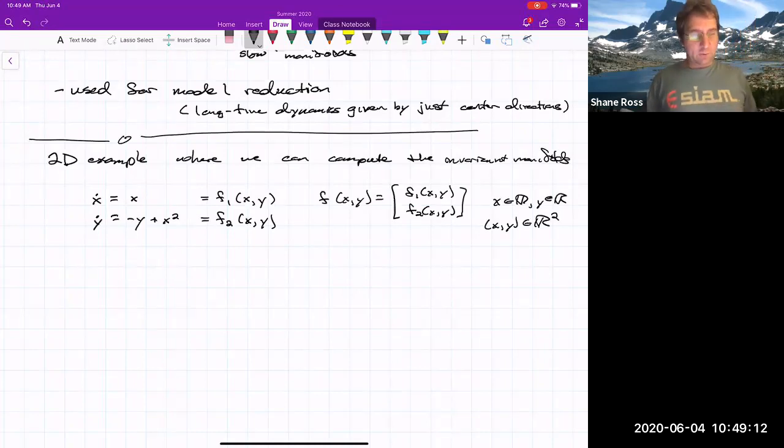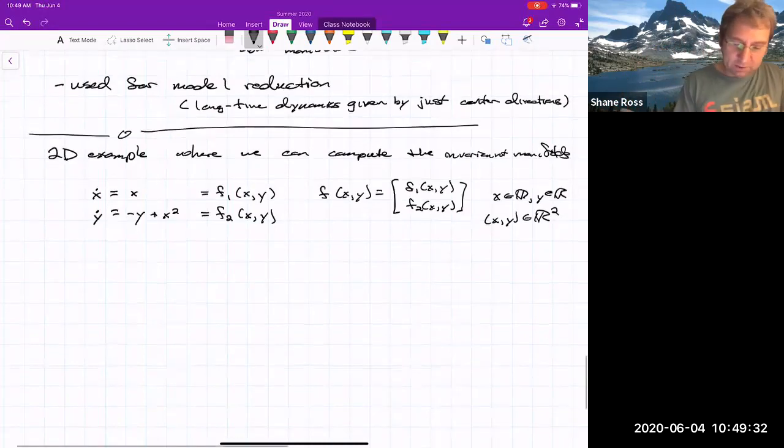Well, the first step would be to get at the dynamics of this analytically. So what are the equilibrium points? Looking at the right-hand side, if x is zero and y is zero, the right-hand side is zero. So the origin is an equilibrium point.